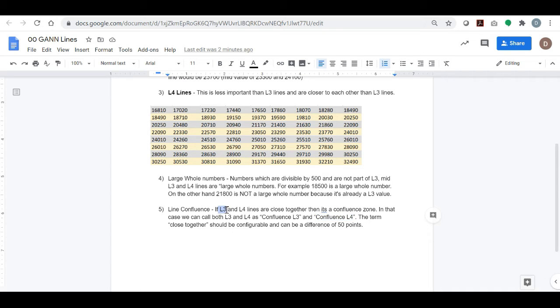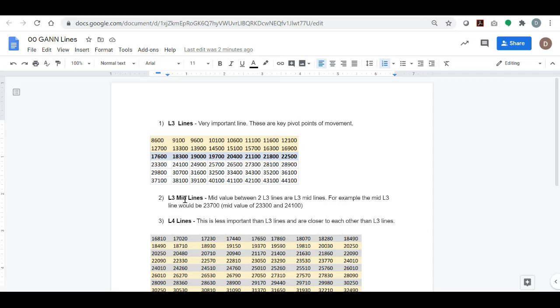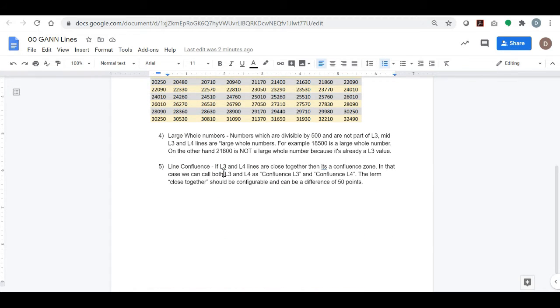When I say L3, it also applies to L3 mid. So the same concept applies to L3 mid also. There could be a case when L3 mid and L4 are very close to each other, and we can call it a confluence L3 mid, confluence L4, and so on and so forth.